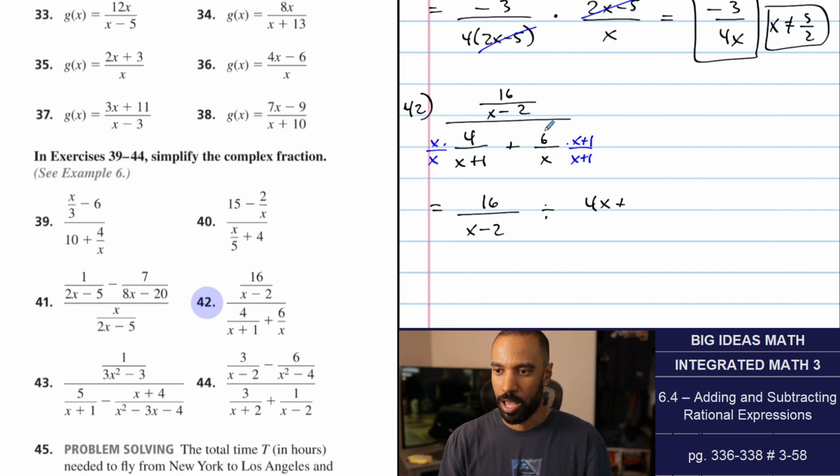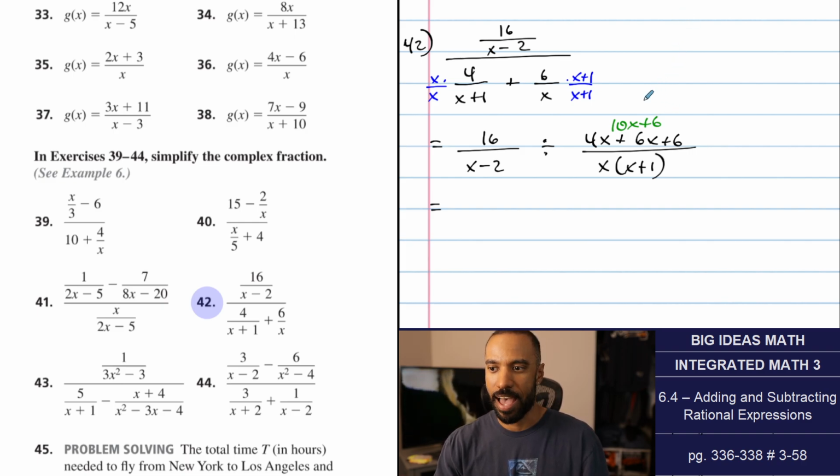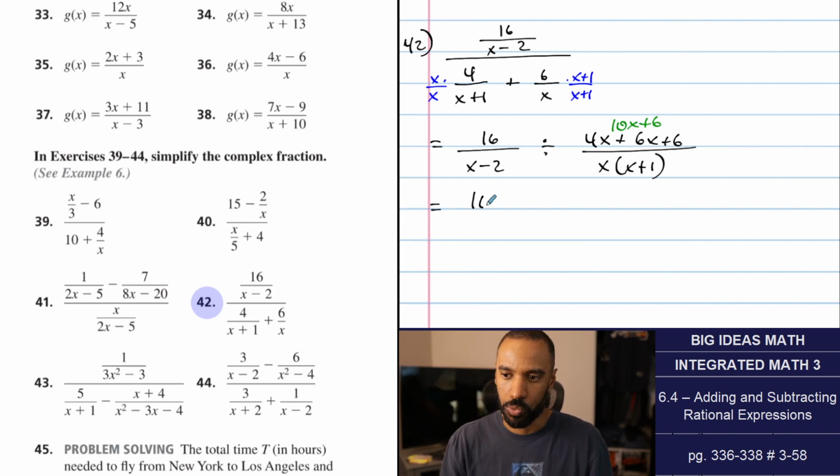4x plus, and 6 needs to distribute here, 6x plus 6, all divided by x times x plus 1. Flip it, skip it, see you later, bye. Here, let's write this. 4x plus 6x is 10x, and 10x plus 6. As a common factor there is 2. So when we do this, we are going to flip.